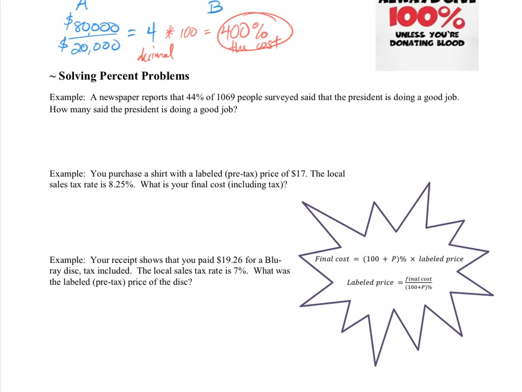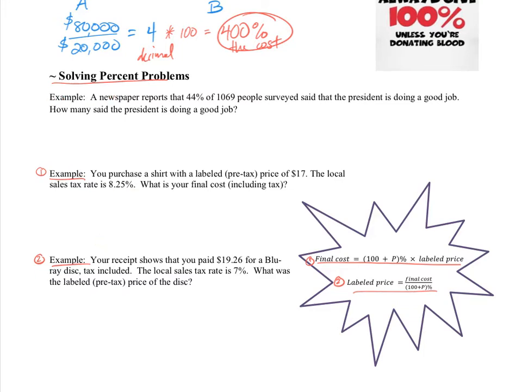Let's take a look at solving percent problems now. And I'm going to actually start out with these two formulas down here. They will help us out with these two examples. More specifically, this first formula here will help us out with this example, and this next formula here will help out with this example. So for example 1, we'll get to this one after these two.